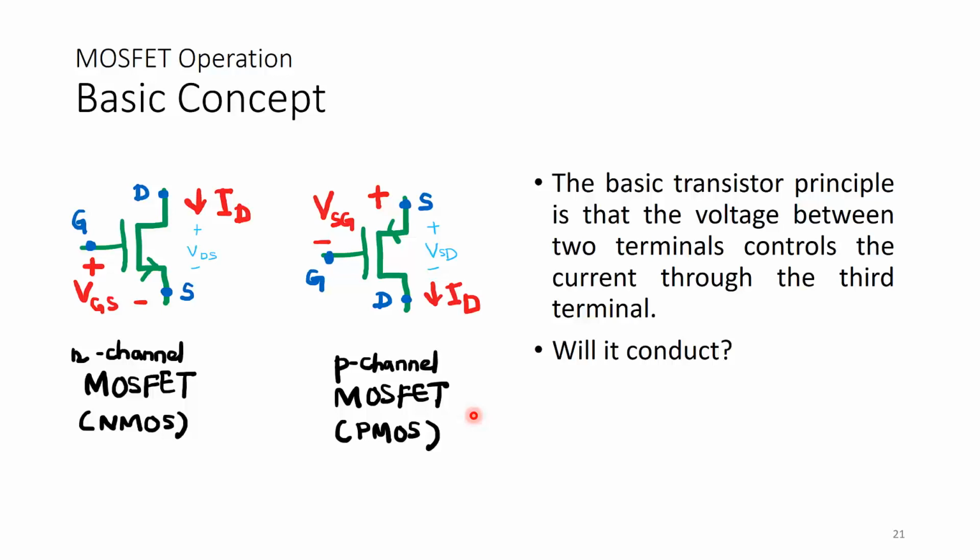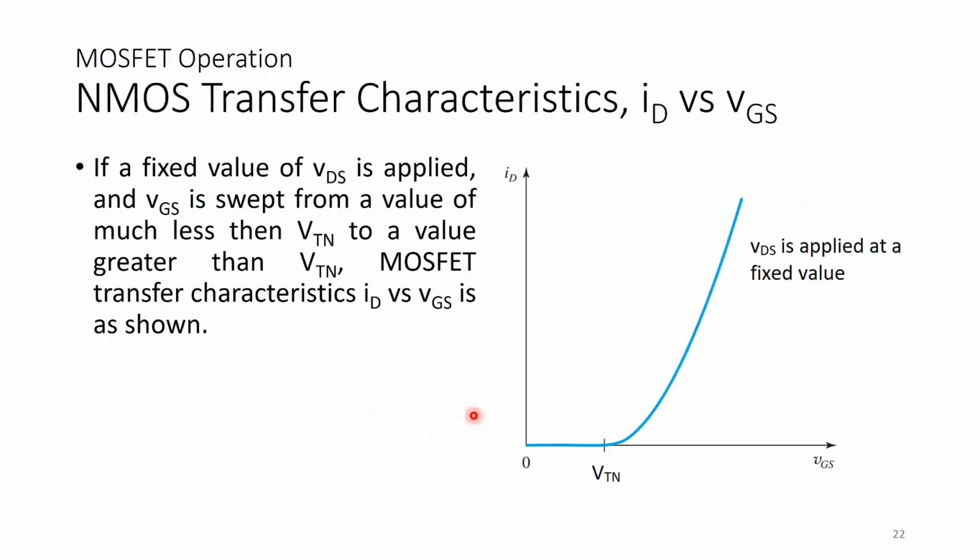The question is, will it conduct? And in what region of operation will it conduct? So let's first have a look at the transfer characteristics. What are the transfer characteristics? A fixed value of VDS is applied, meaning that you have already applied VDS. So if there are carriers in the channel, current can flow. If there are no carriers in the channel, it cannot flow.